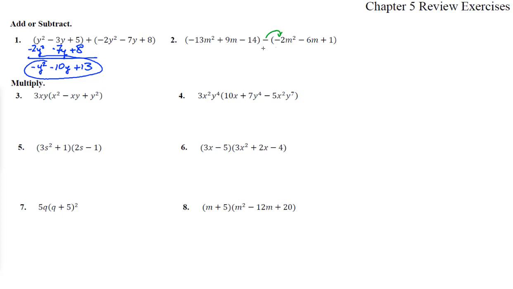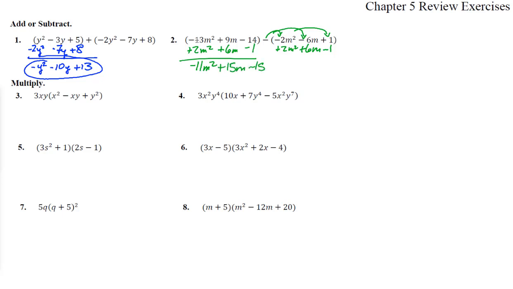here, so we'll get a plus 2m squared. And then it comes in here and we have a plus 6m. And then we get a minus 1. Let's slide these over here so we can line up like terms. So we'll have a plus 2m squared, a plus 6m, and a minus 1. When we add those, we now have negative 11m squared plus 15m minus 15.